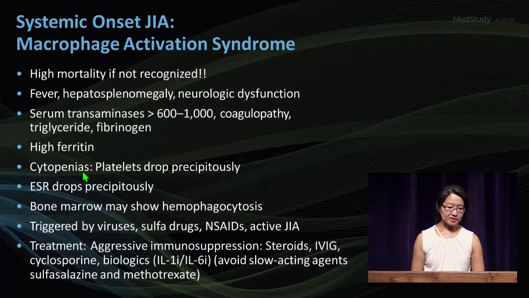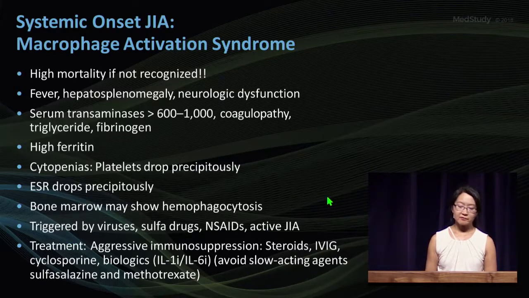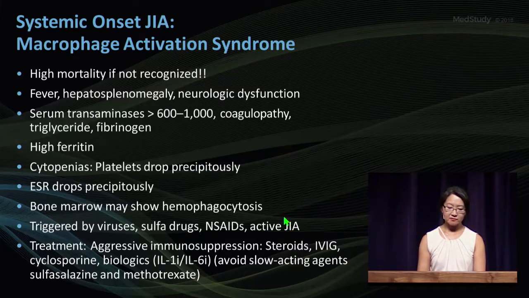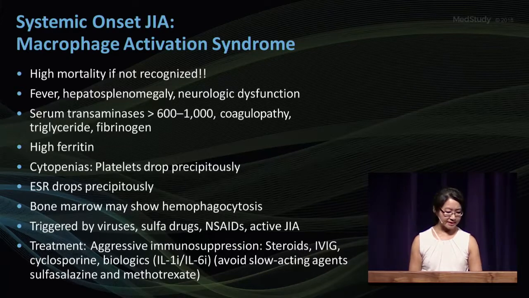These patients can have cytopenias. Typically, the platelets will drop precipitously. And then in the bone marrow, again, hemophagocytosis of other cell kinds. Typically, MAS is triggered by a viral infection, but active JIA itself can do this. Medications that have been linked to macrophage activation syndrome include sulfa drugs as well as nonsteroidal anti-inflammatory drugs, NSAIDs.